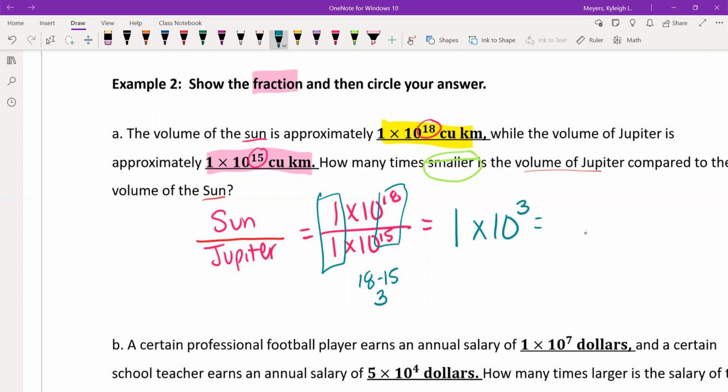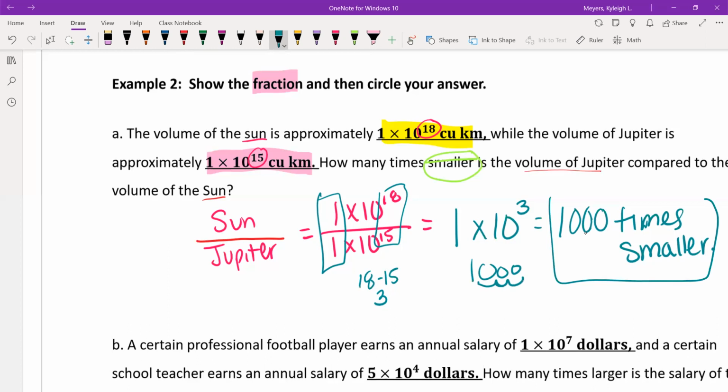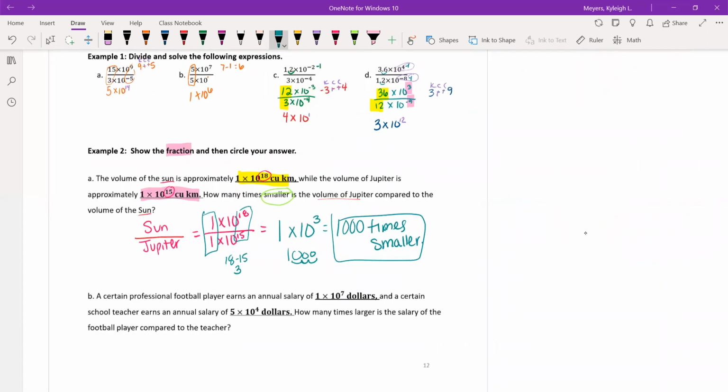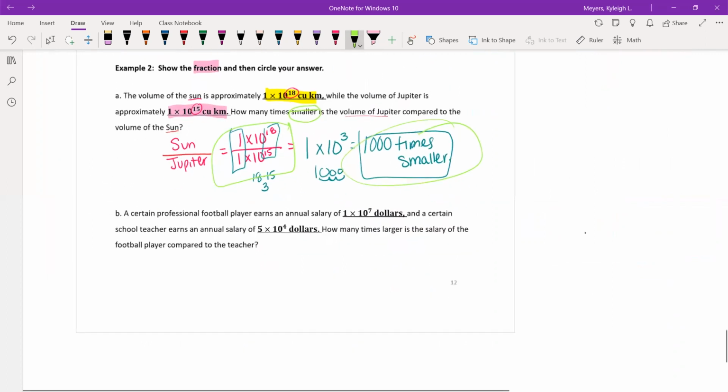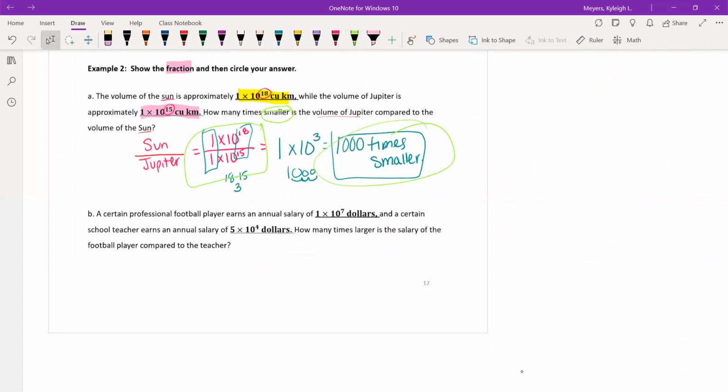But that doesn't really tell us how many times smaller. So what is 1 times 10 to the third? That's going to be 1,000. So it's 1,000 times smaller is what you should have your thing say, okay? 1,000 times smaller. So the only difference between what we did up top and here is that we have to write a fraction. We have to show the fraction. And then we have to write out the answer. So I want you to try B right now on your own. So pause and try B.